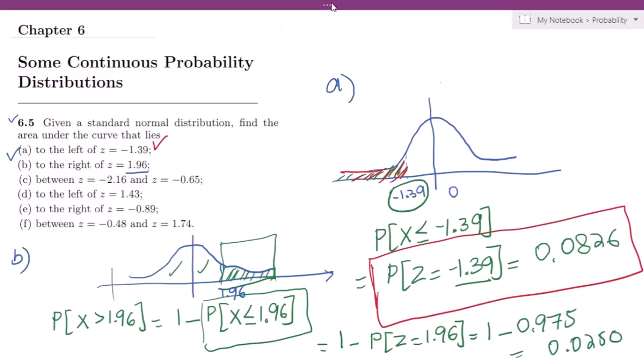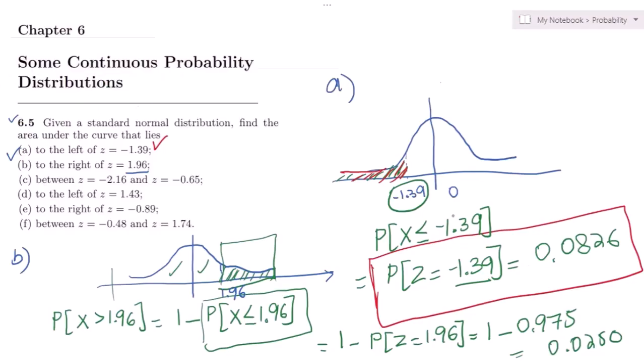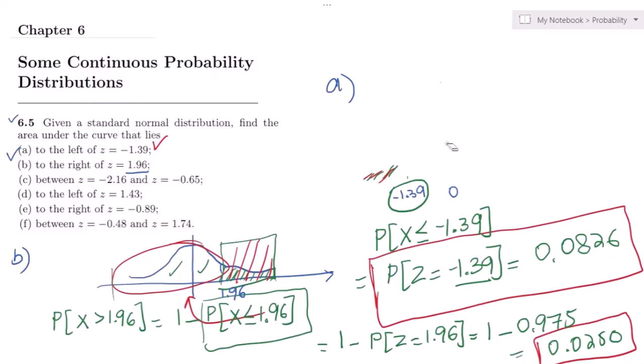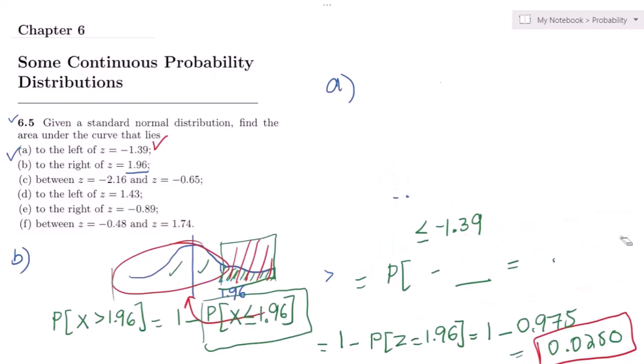0.0250, and that is basically the solution of part B of my question. This is for part B, and you have understood that we had to find this area, and for it we have to subtract all this area which is here. So subtracting this one from 1, we have got our answer. Let me remove all these and move to part C of my question.